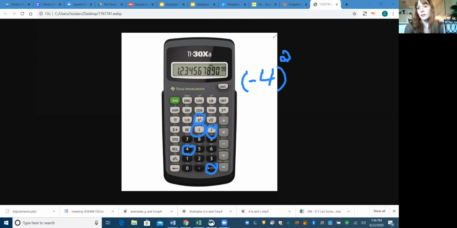If you did that all correctly, I want you to check along with me. You should get positive 16. And that's different than when there's a negative with no parentheses or a negative on the outside of the parentheses. All this is different than those two things. And I just want you to remember that.